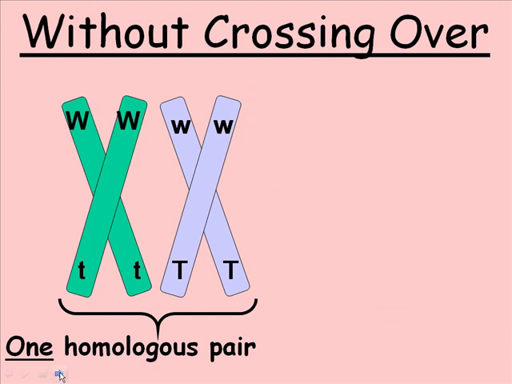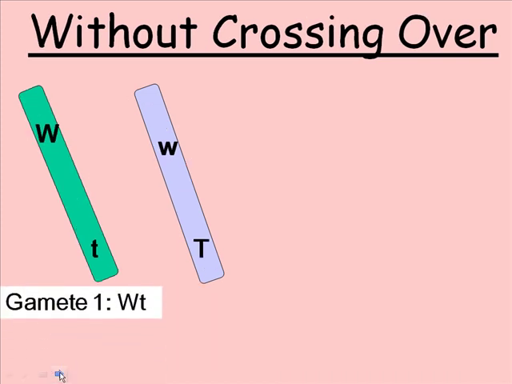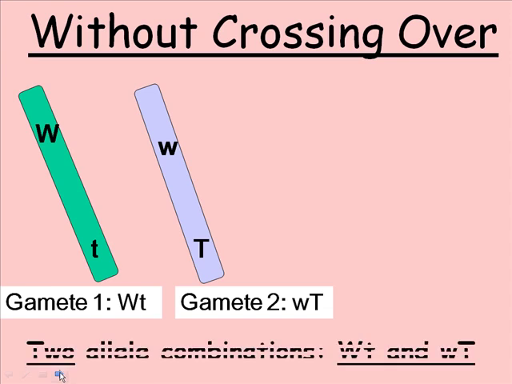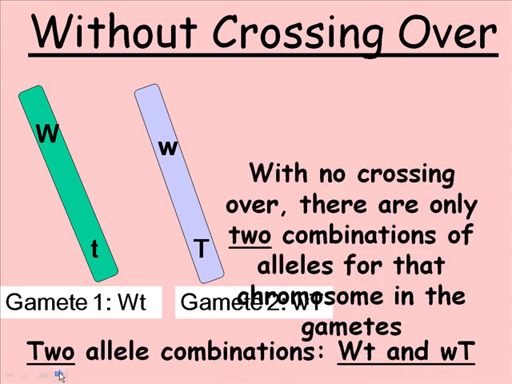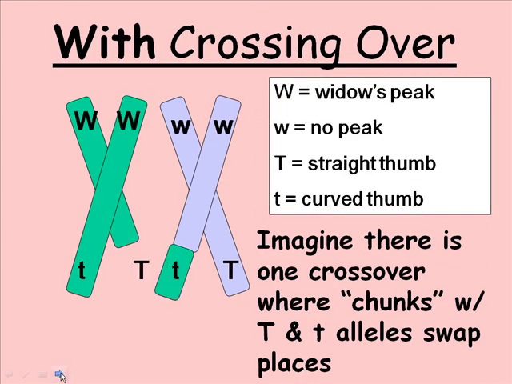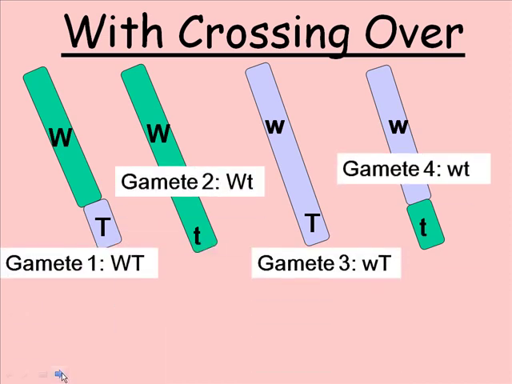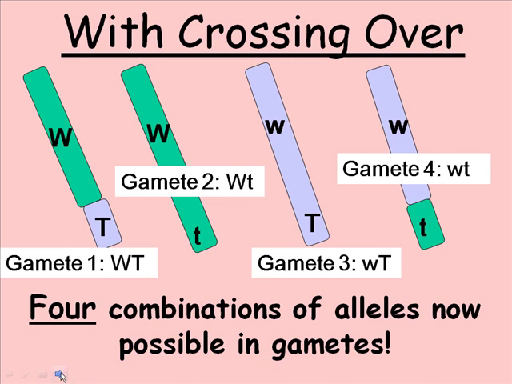Well, if crossing over didn't occur, you can see these two homologous pairs sitting side by side. And once these get split apart, without crossing over, we would only have two possible outcomes for the alleles. Yet, if crossing over happens once, like so, then we'll see that after meiosis we have four possibilities. Four combinations. We just doubled the number of combinations with only one crossing over event.